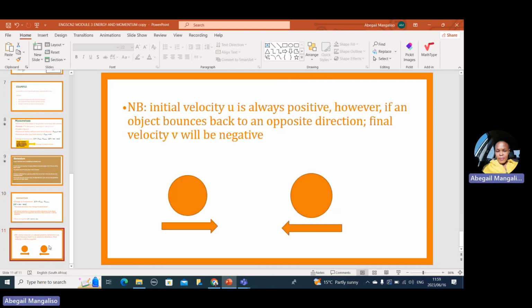And the last one: initial velocity is always positive. However, if an object bounces back in the opposite direction, the final velocity will be negative. And that's all.